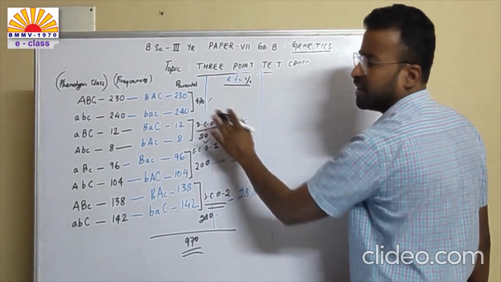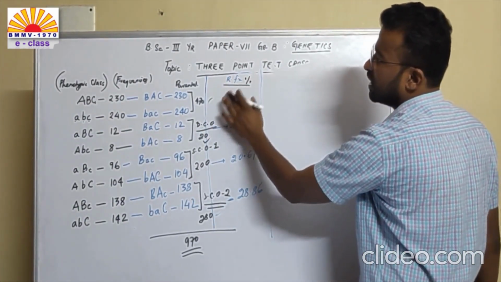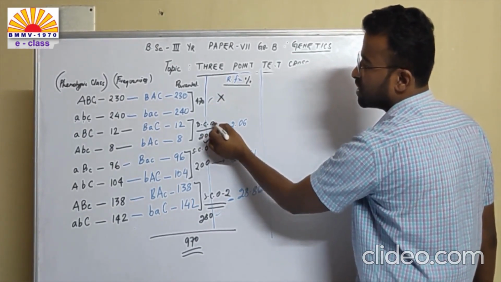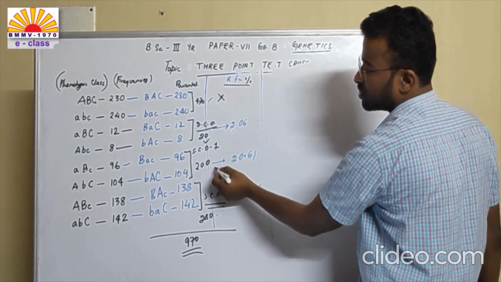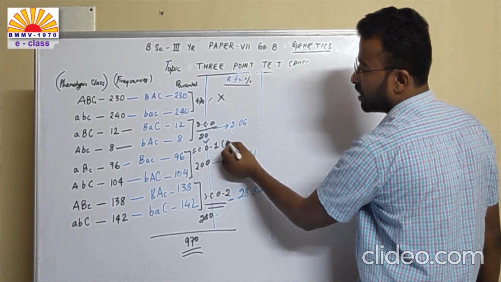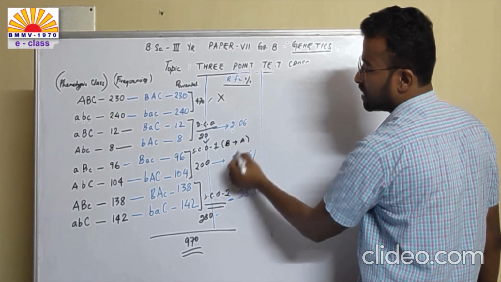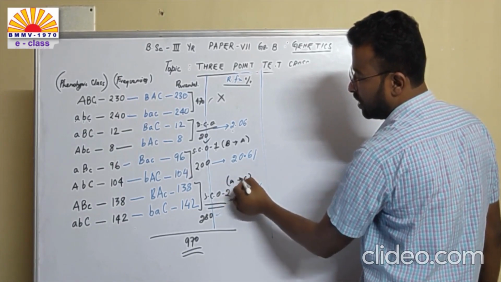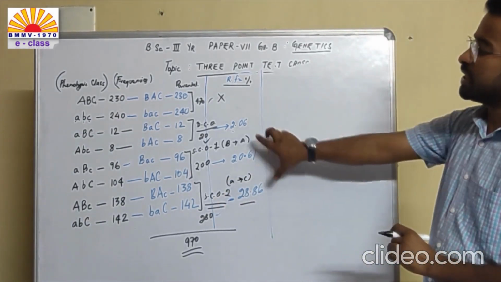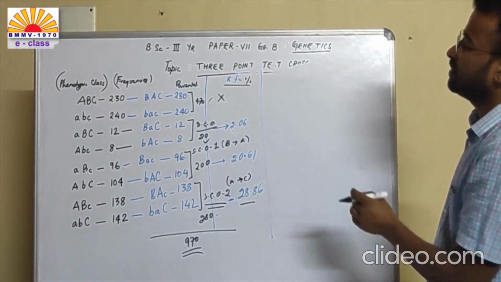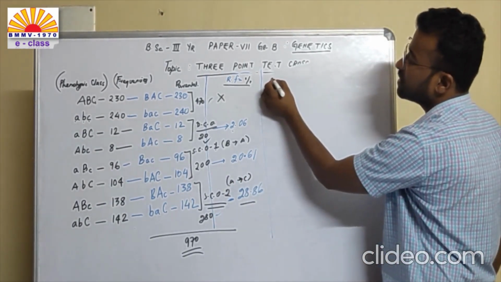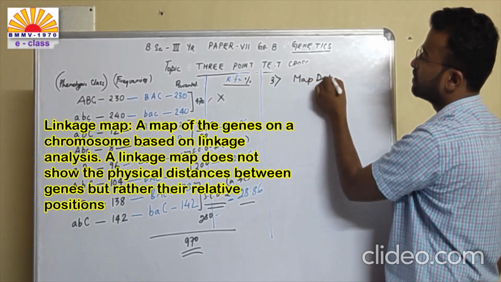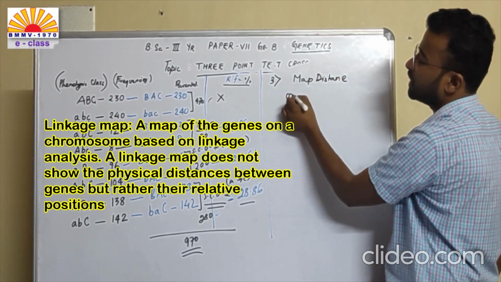Okay, for parental there is no need of recombination frequency, because there is no recombination. For double crossing over 2.06, single crossover 1, that is between your B to A is 20.61 and between A to C is 28.86. This data is very important for another problem, that is number 3, map distance or linkage map.